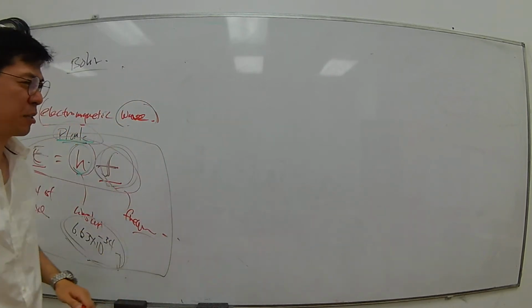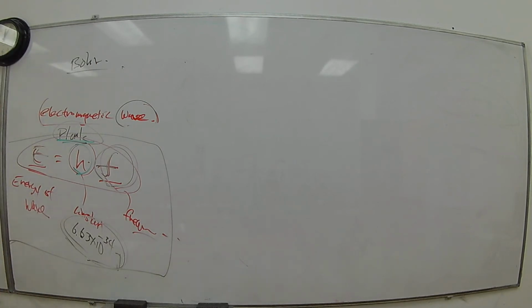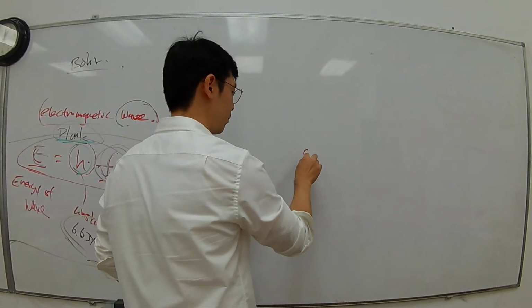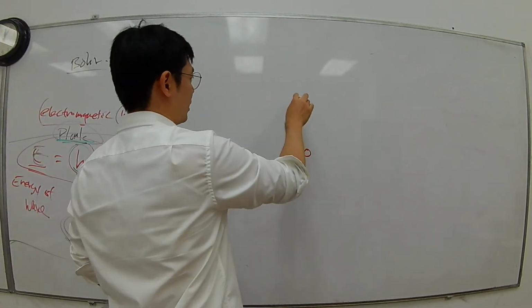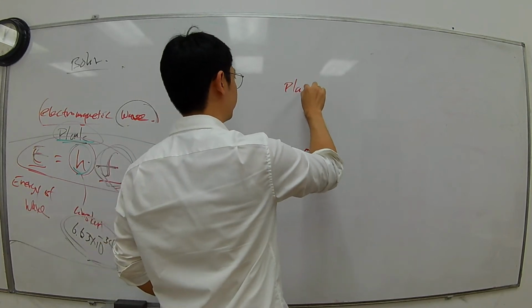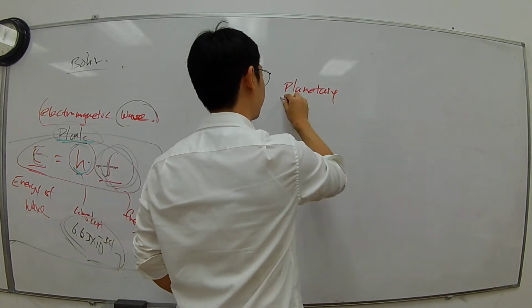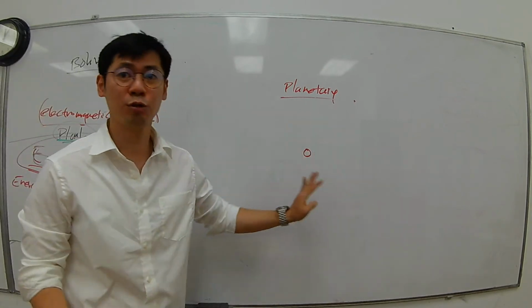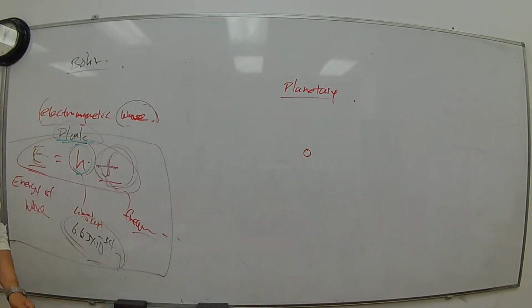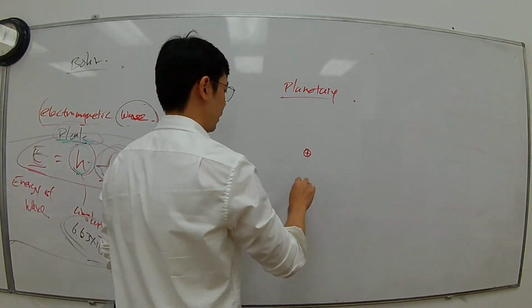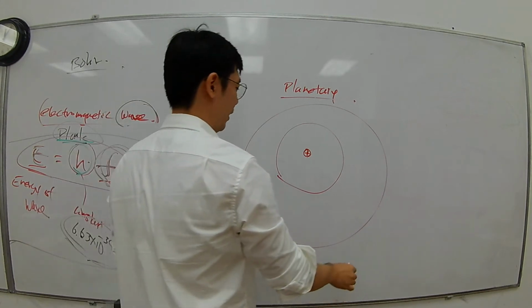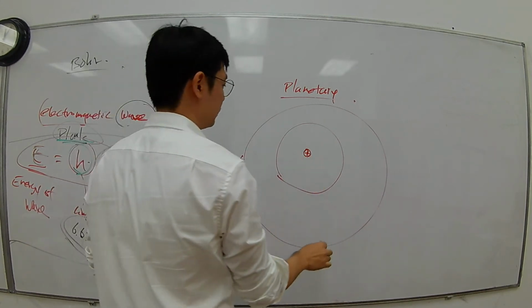This is what he said. We have a nucleus, and we try to figure out where the electrons are. So basically what he said is the planetary model: electrons circle the nucleus. The protons are here, and the electrons have a definite orbit like this, a circular orbit, like a planet.